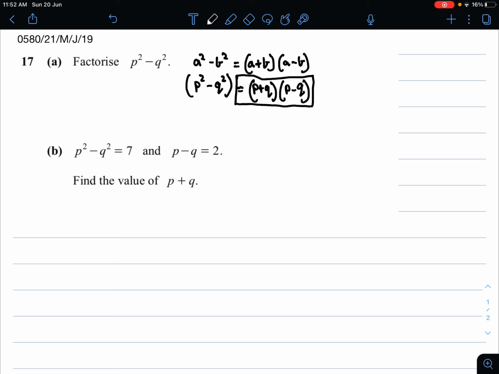Now you can check it by expanding these two brackets. You will reach back to your original answer, that is p square minus q square. Now let's move on to part B. P square minus q square is equal to 7 and p minus q is equal to 2.